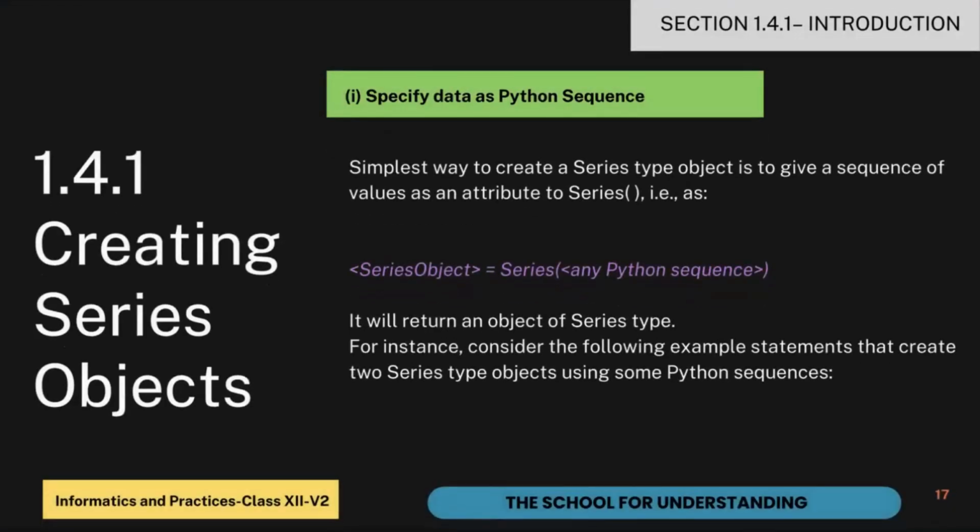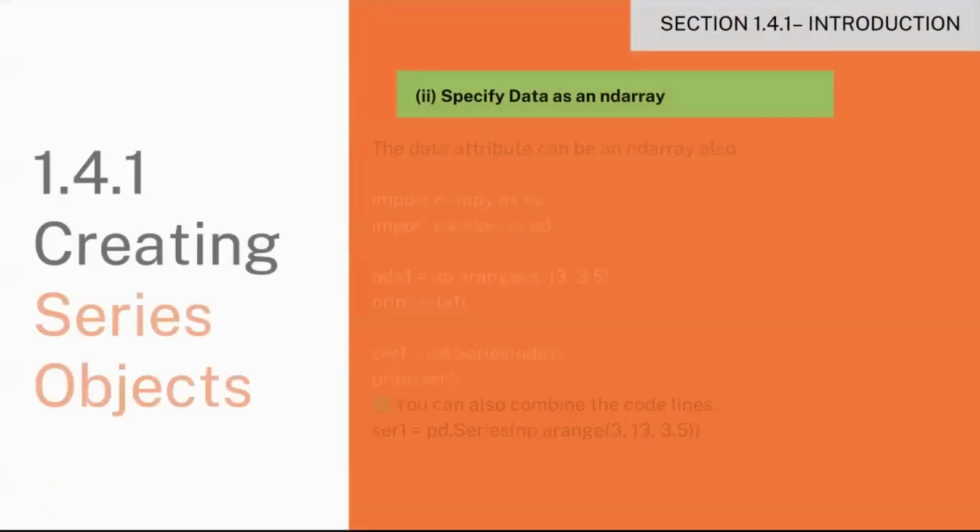Now we can create this series data structure using a Python sequence. This will return a series type object. So we can pass a sequence. I'll show some examples around that in the coming classes. And this is one way how we can create a series using a Python sequence. Let's move on to the other way.